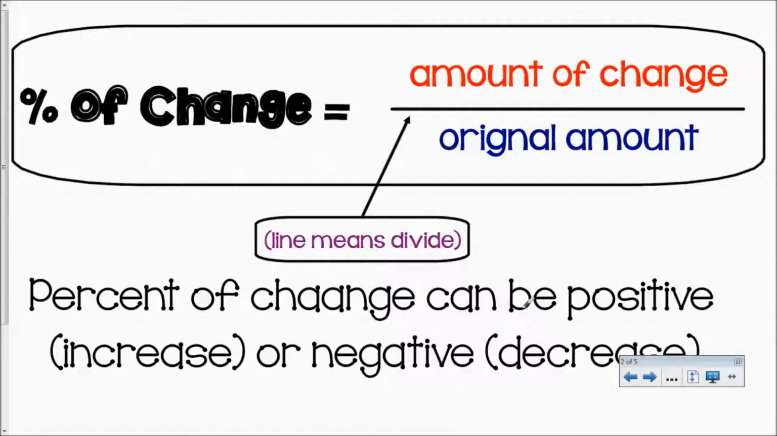So percent of change, it's this basic formula. It's the amount of change over the original amount. And remember that that line in the ratio means divide. So percent of change can be positive, which is showing an increase, or it can be negative, which is a decrease.